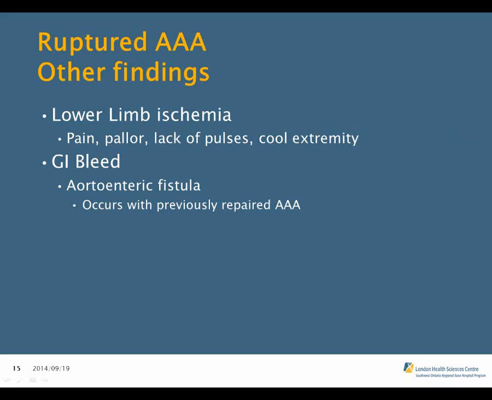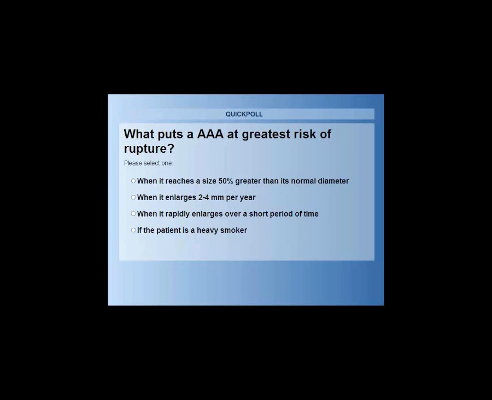So now it's time for our first poll question. Just going to launch that there now. So the question is, what puts a AAA at greatest risk of rupture? I'll give you some time to answer that.